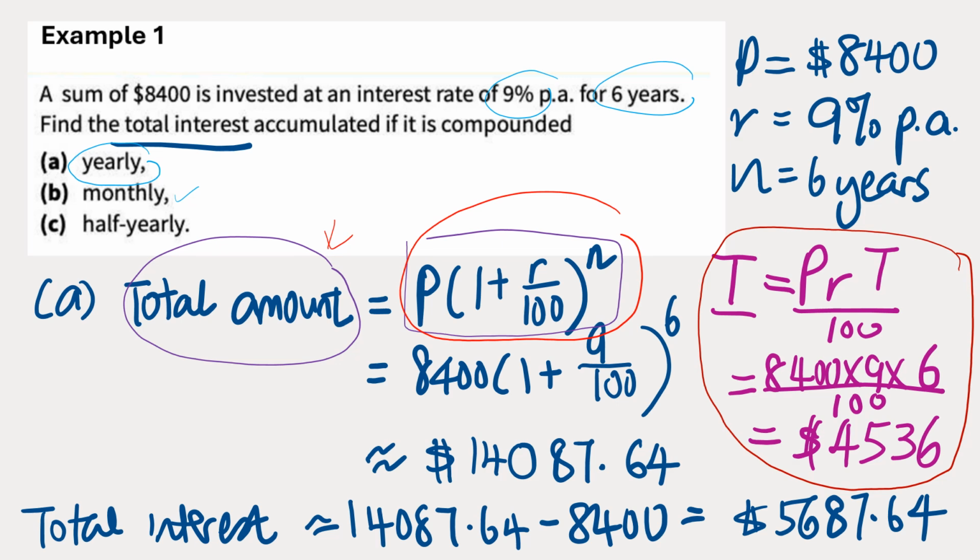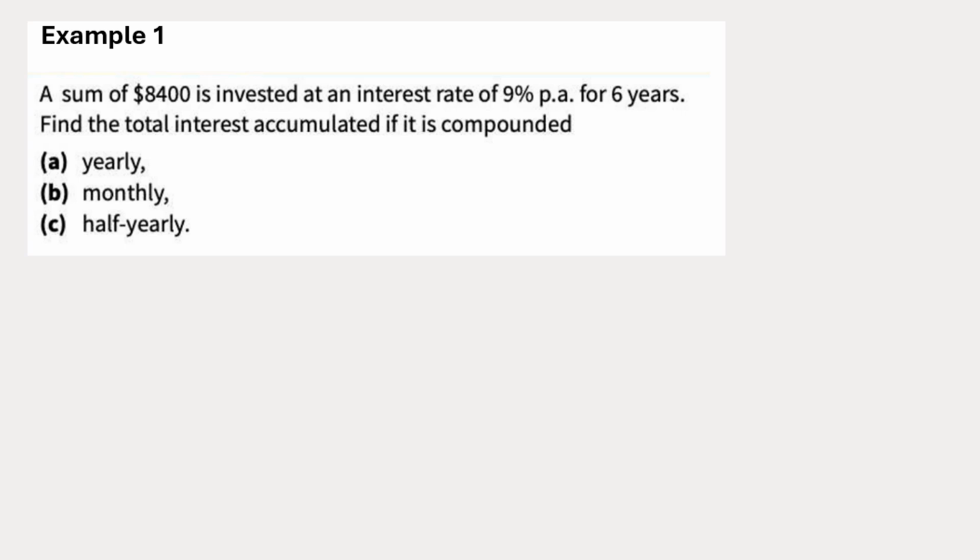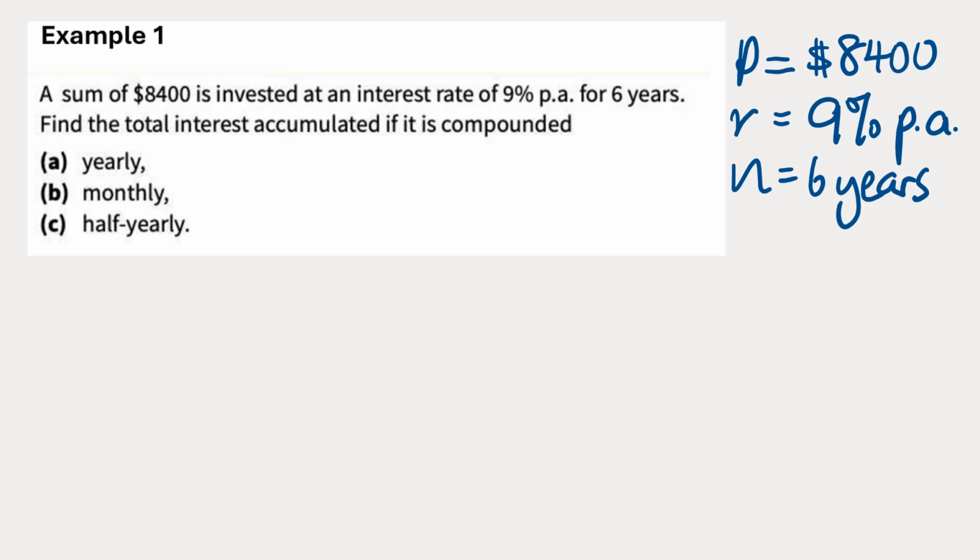That's how you use a compound interest formula. Let's go on to part B and see what happens. Will the interest be even more than if it's compounded yearly? So we're going to do part B now. If the interest is compounded monthly, what happens? I will have to do something to your 9% per annum. Your 9% is for 1 year.